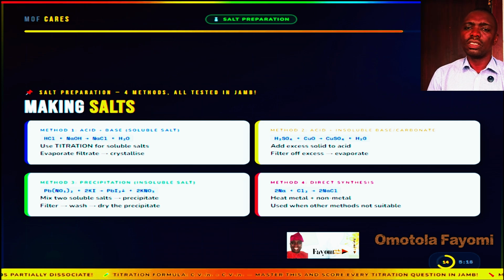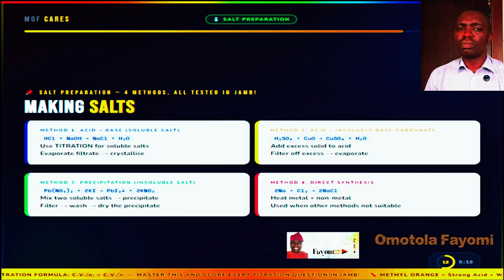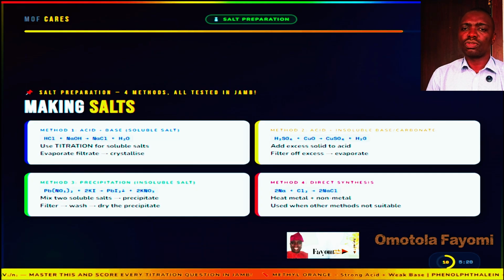Method 3, for an insoluble salt, use precipitation. Mix 2 soluble solutions whose ions combine to form the insoluble salt. For example, lead nitrate solution plus potassium iodide solution gives lead iodide precipitate. Filter, wash with distilled water and dry the precipitate.